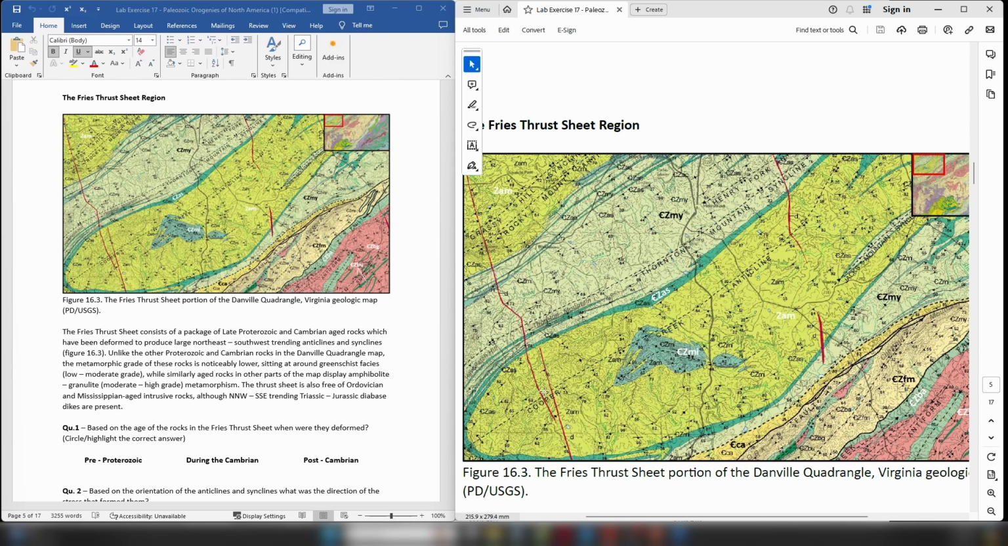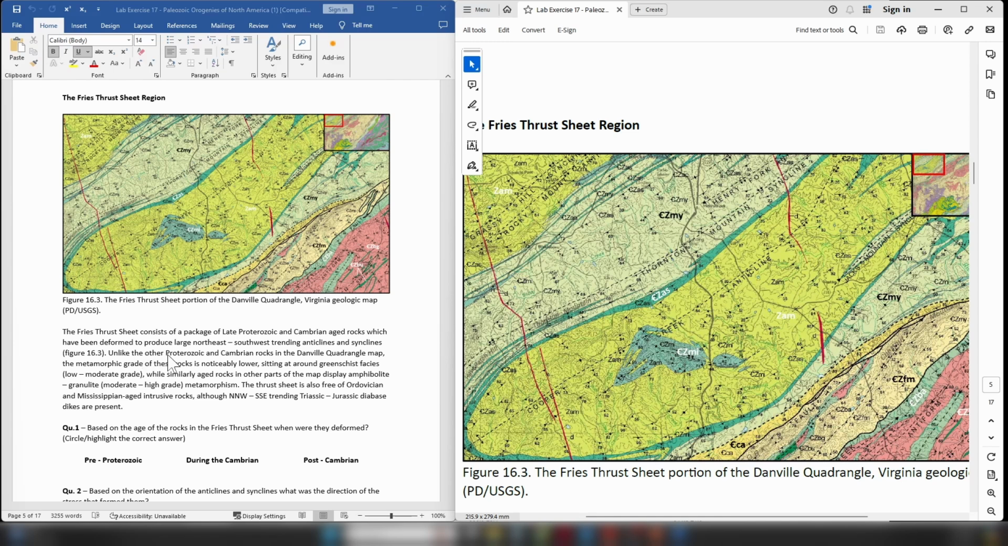And this would suggest that they have all been created by the same compressive event, because that convergent tectonism is going to produce multiple anticlines and synclines, and they're all going to be orientated approximately parallel with one another. Now, if we had anticlines and synclines in multiple different directions, that would suggest that there has been more than one orogenic event affecting this area. But the fact that we have just what appears to be one generation of anticlines and synclines within the Fries thrust sheet region would suggest that it's probably been affected by just one compressive orogenic event.